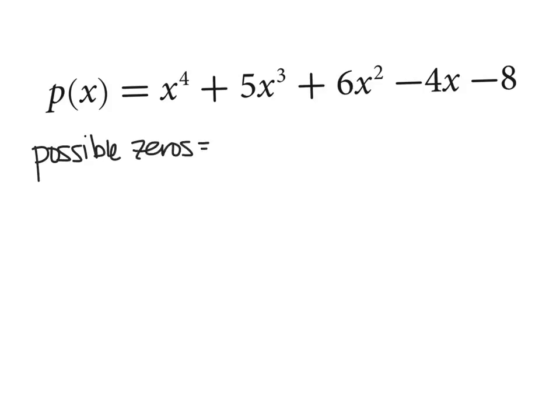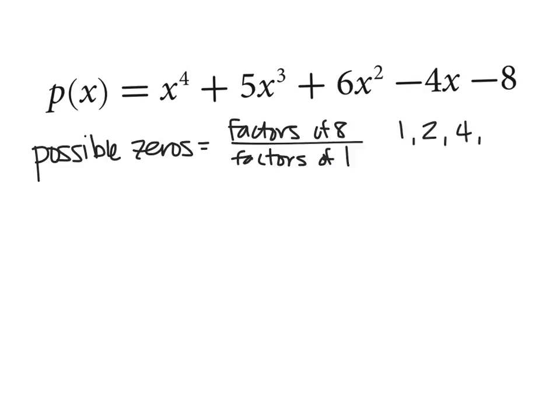All right, so the possible zeros are the factors of 8 divided by factors of 1. So what are my factors of 8? 1, 2, 4, and 8.